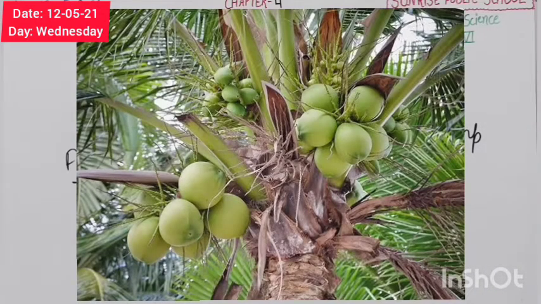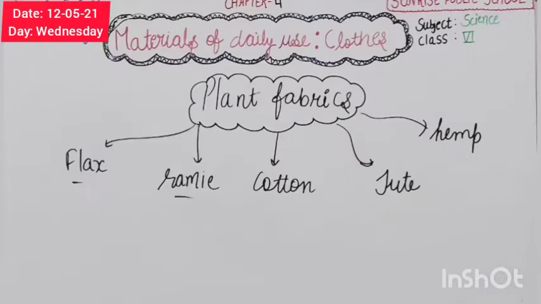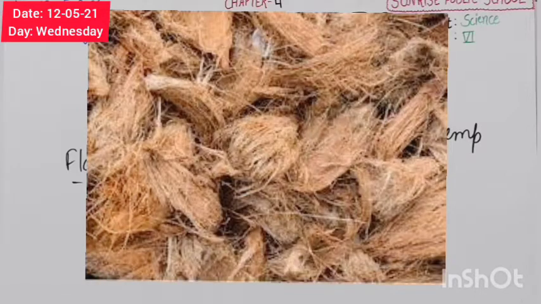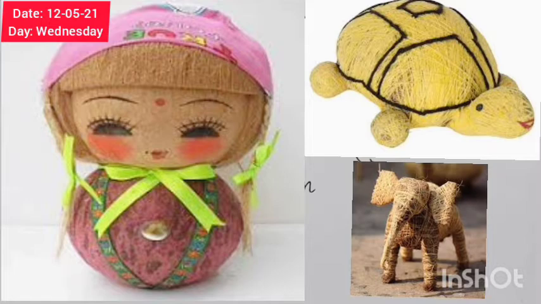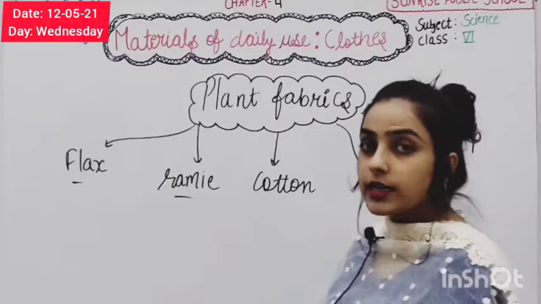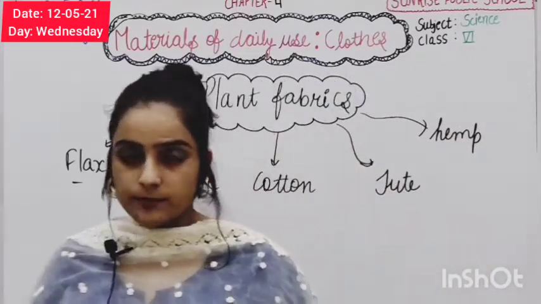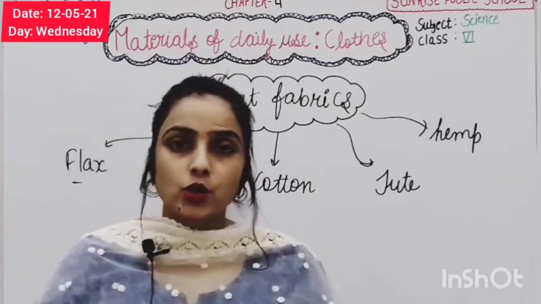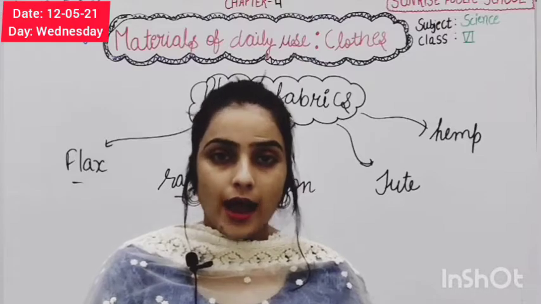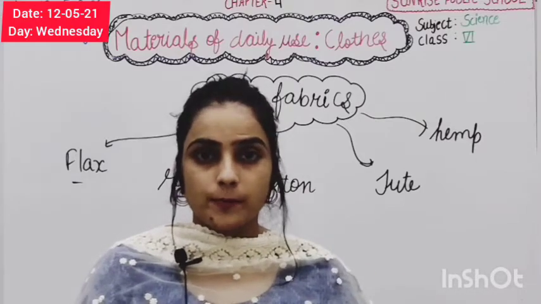Coconut trees bear coconut fruit which are used in their entirety. Coconut fibers are cleaned, smoothed and made into various dolls and toys, with beads and colored threads to give them a decorative appearance. So coconut fibers are used to make dolls and many more toys.